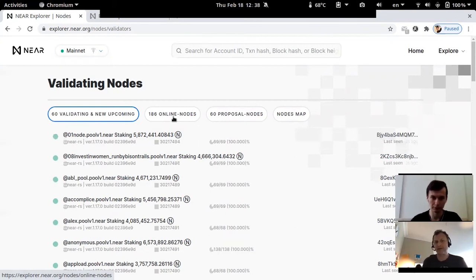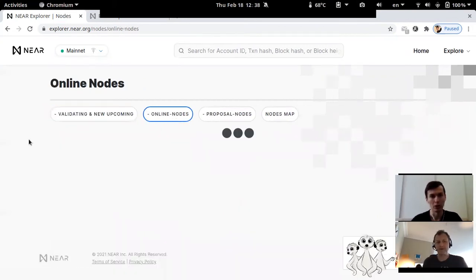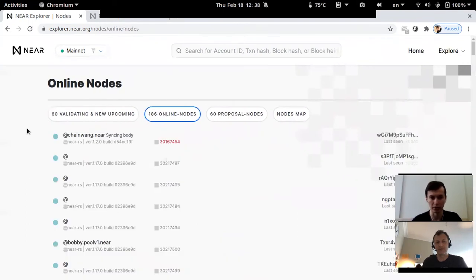Where's 186 coming from? Yeah, so every node optionally reports telemetry to Explorer. We've decided to make it optional. We also decided to make the reporting to Explorer explicit. So this number could potentially even be 0 while we have 60 validators. Why? Because validators may choose to opt out of the telemetry, and that's the reason.